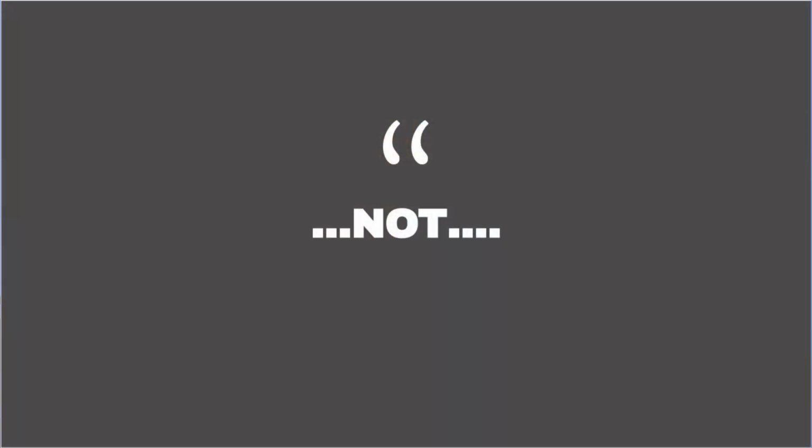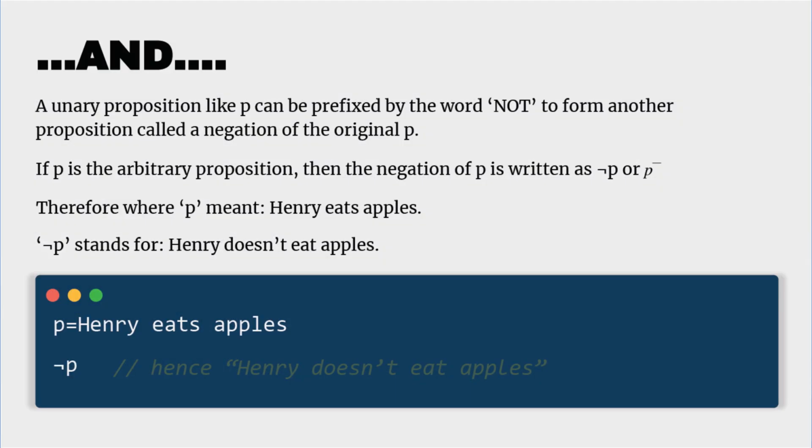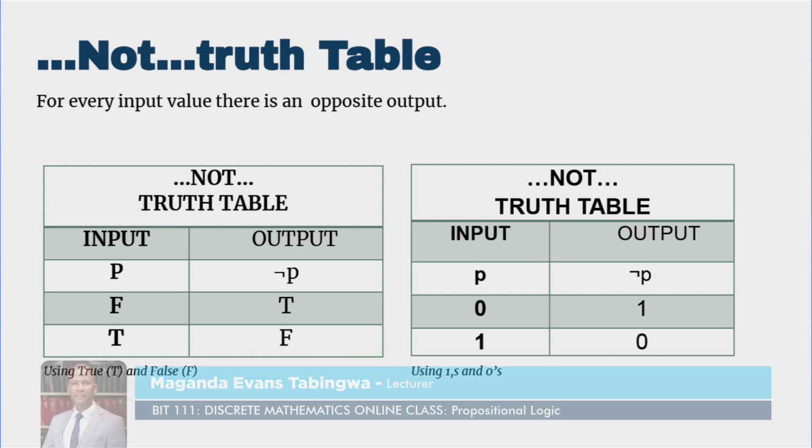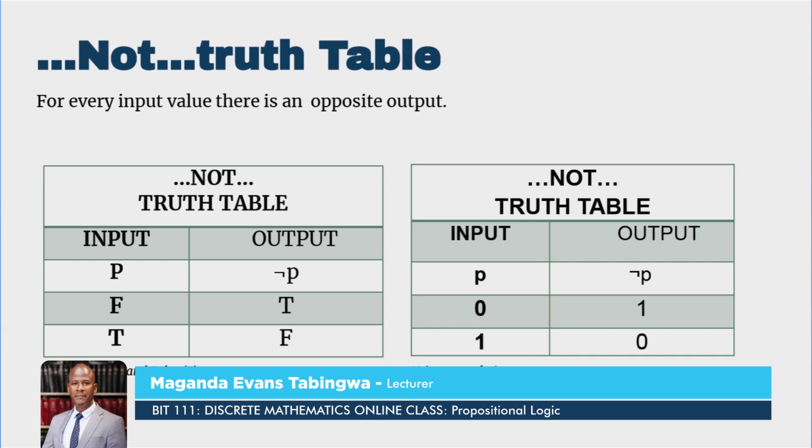Now, the NOT. NOT is a negation. What it means is that the NOT logical connective always gives the negative of what is available. We have been able to demonstrate that if P means Henry eats apples, negation P stands for Henry does not eat apples. So it just represents the opposite, and we can represent it as negation P. Okay? Now, in the NOT truth table, every false value will get a true result, and every true value will get a false result. So it's always the opposite of the other.